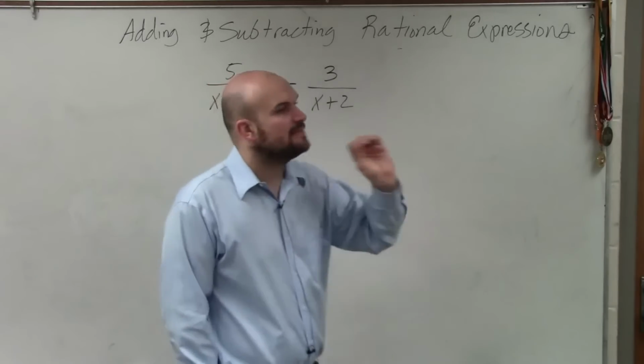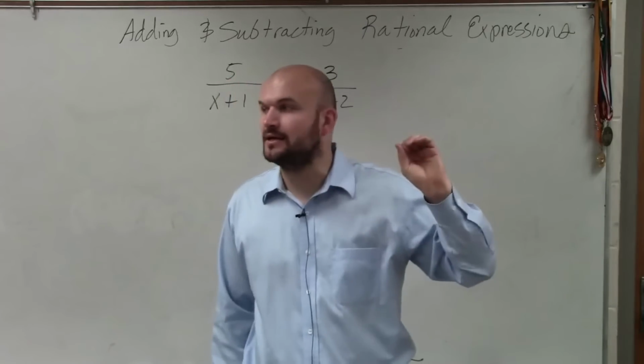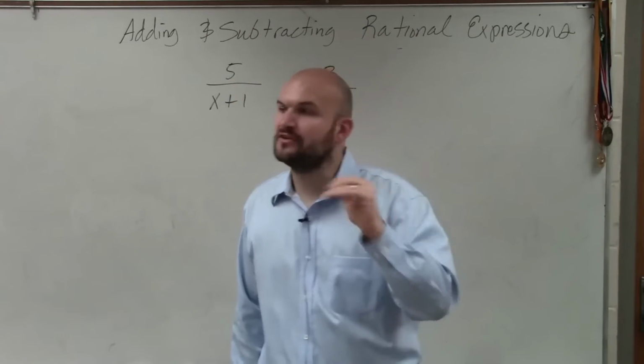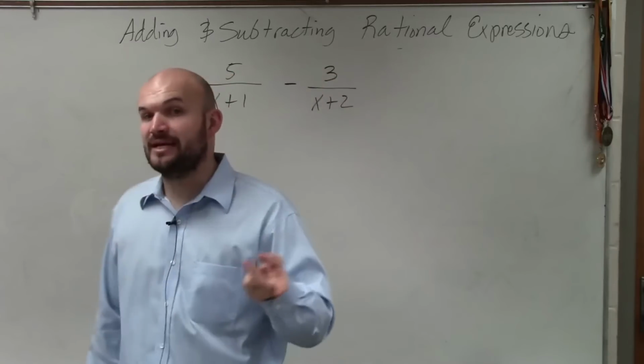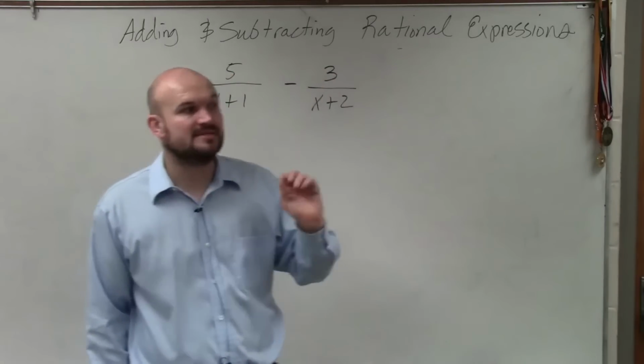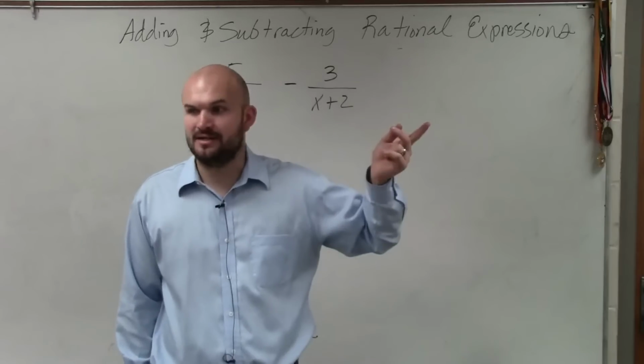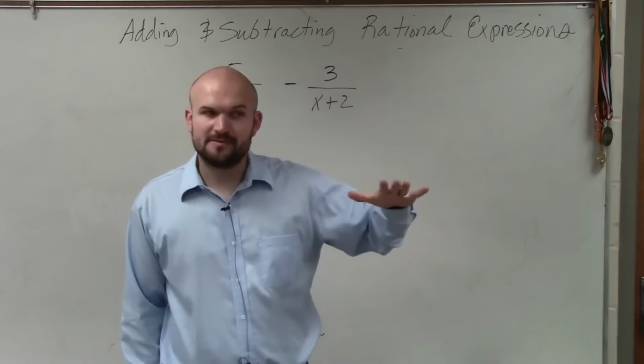For instance, the common denominator of 9 and 2 is 18, right? You multiply them. However, the common denominator of 9 and 3 is not 27. The common denominator of 9 and 3 is actually 9, because 3 also divides into 9. Does that make sense? So you have to be careful.